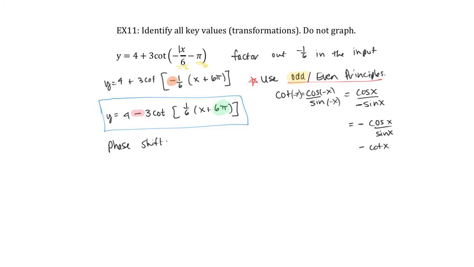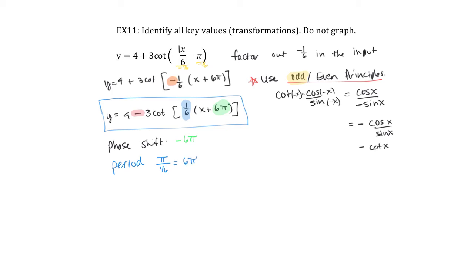From right here, I know my phase shift is negative 6 pi. What else is going on? Ooh, I have this 1/6. Okay, so that affects my period. We take the period of cotangent, that's usually pi, and we divide by that number, which is the same thing as multiplying by 6 over 1. So the period is 6 pi.